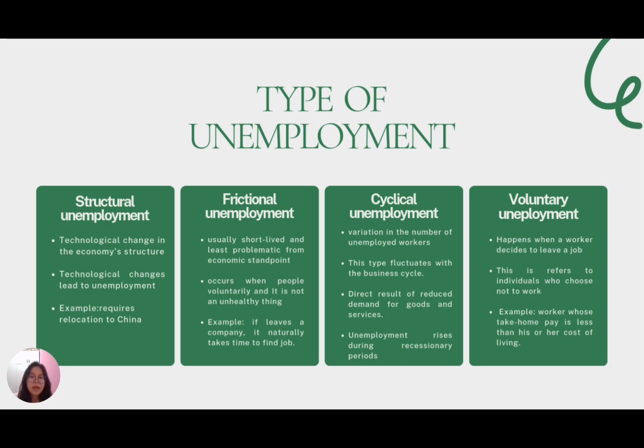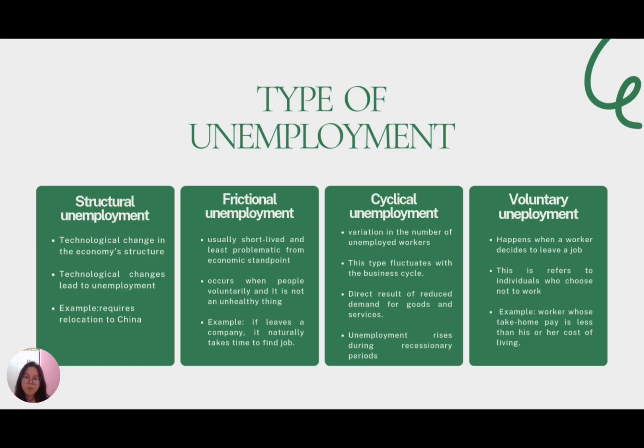The first type of unemployment is structural unemployment. Structural unemployment comes about through technological change in the economic structure in which the labor market operates. Technological change can lead to unemployment among workers displaced because they are no longer needed. An example is a teaching job that requires relocation to China, but the worker cannot secure a work visa due to certain visa restrictions. It can also happen when there is a technological change in their organization, such as workflow automation that displaces the need for human labor.